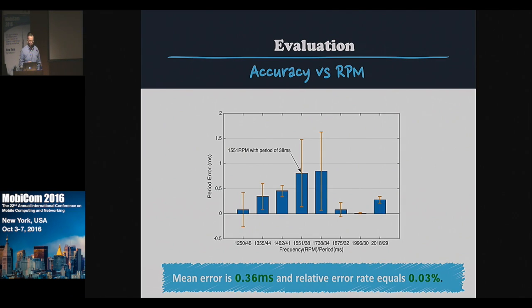Here I only present two evaluation results. The first is the period accuracy with different RPMs. RPM is another frequency unit used in the mechanical area. We randomly select 8 RPMs and identify the period accuracy. We can see that the mean error is within 1 millisecond.